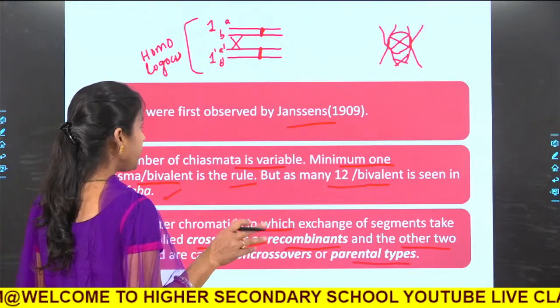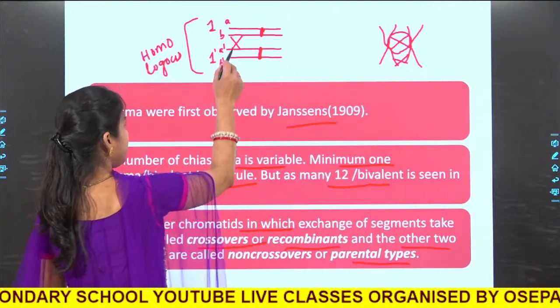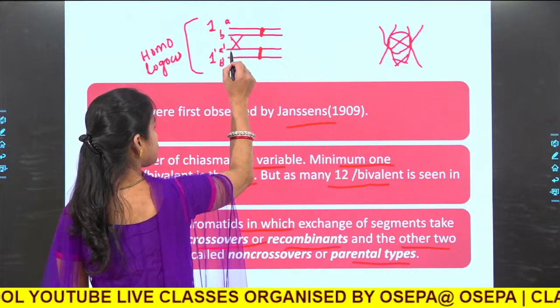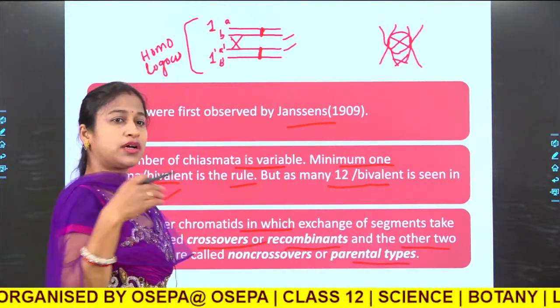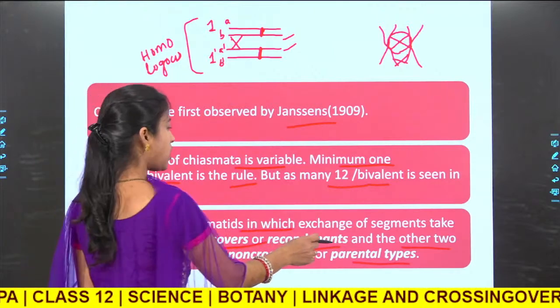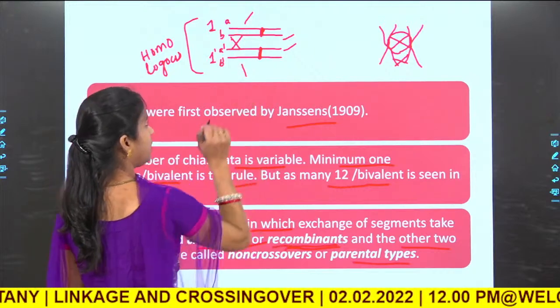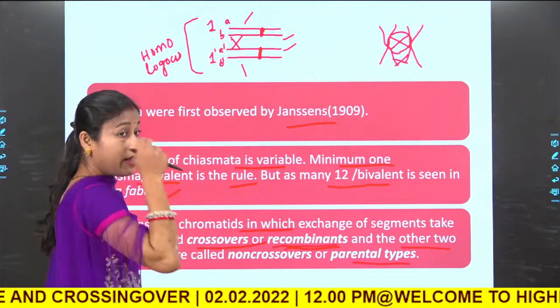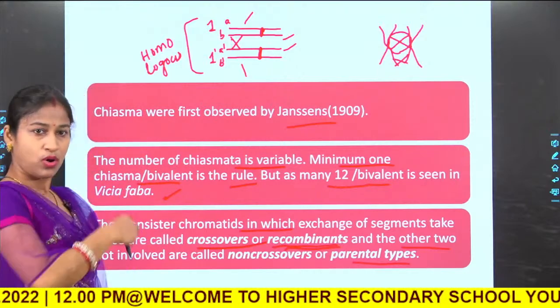Now, which ones will be considered as crossovers or recombinants? When there is a crossing over between these two non-sister chromatids, after the crossing over, these two products will be considered as crossovers or recombinant types, whereas this one and this one, A and B prime, will be considered as the parental combination, okay.